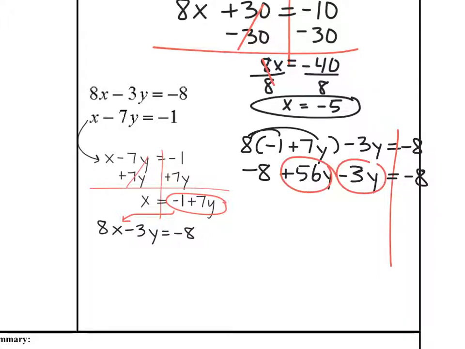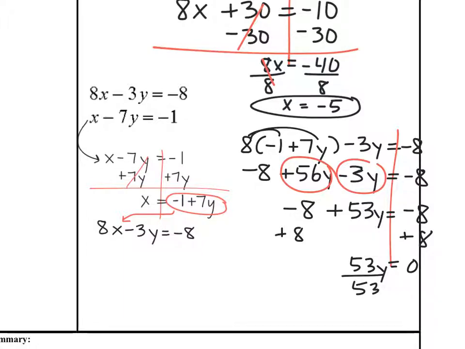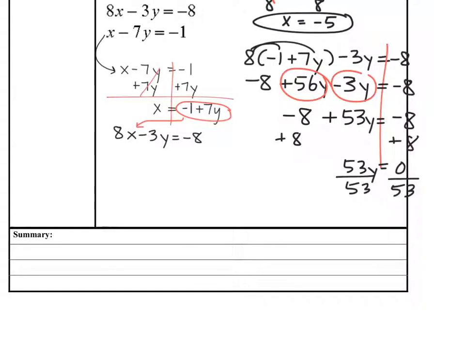Combine like terms. Let's add 8. Okay, -8 plus 8 is 0. So if you divide by 53, 0 divided by 53 is 0. So y is equal to 0.